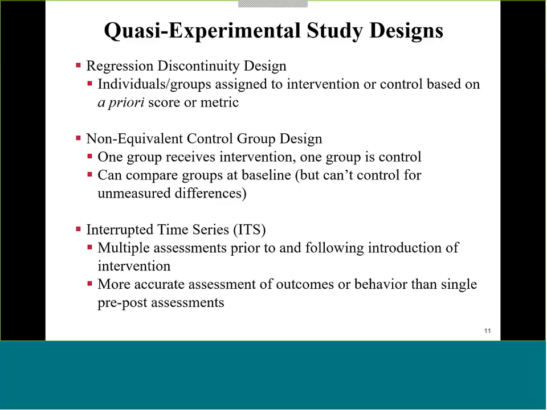The non-equivalent control group design is a bit of a tough design because you can compare your groups at baseline, but you can't control for unmeasured differences. So in this design, it's important to try to identify key factors that you believe will be important across groups so that you can control for those in your statistical analyses.